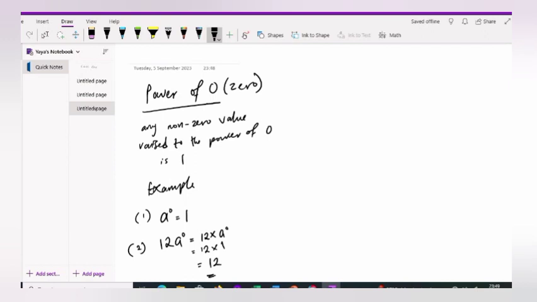Let me just add one more on our own. Let's say we have something like this: x raised to power 0 plus y raised to power 0. What's the answer? x raised to power 0 is 1, and y raised to power 0 is 1, then our answer is 2.